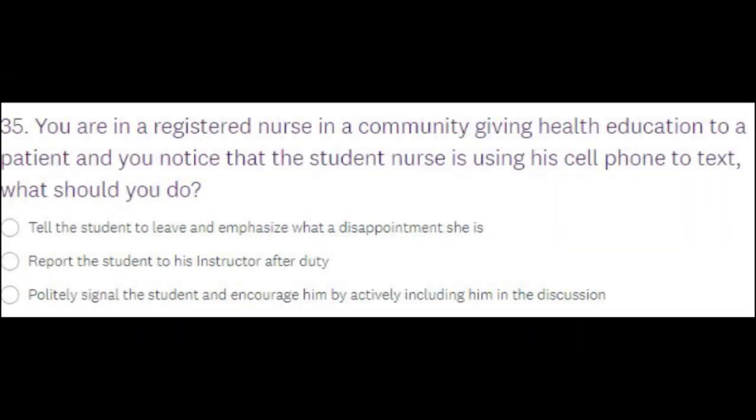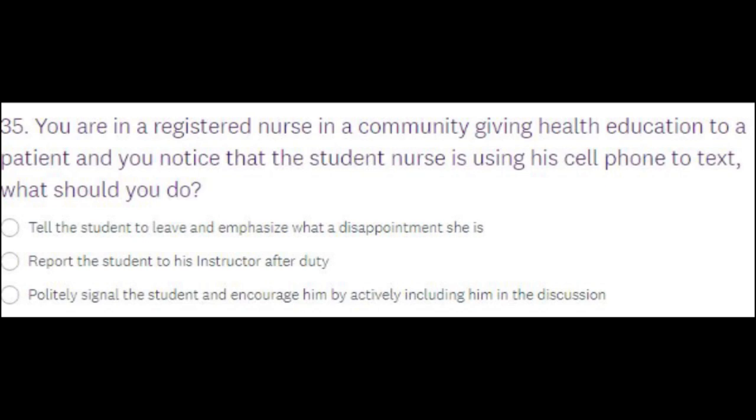Question number 35. You are a registered nurse in a community giving health education to a patient and you notice that the student nurse is using his cell phone to text. What should you do? Options are: Option A, tell the student to leave and emphasize what a disappointment she is. Option B, report the student to his instructor after duty. Option C, politely signal the student and encourage him by actively including him in the discussion. Okay, third option is the right choice. That is, politely signal the student and encourage him by actively including him in the discussion.